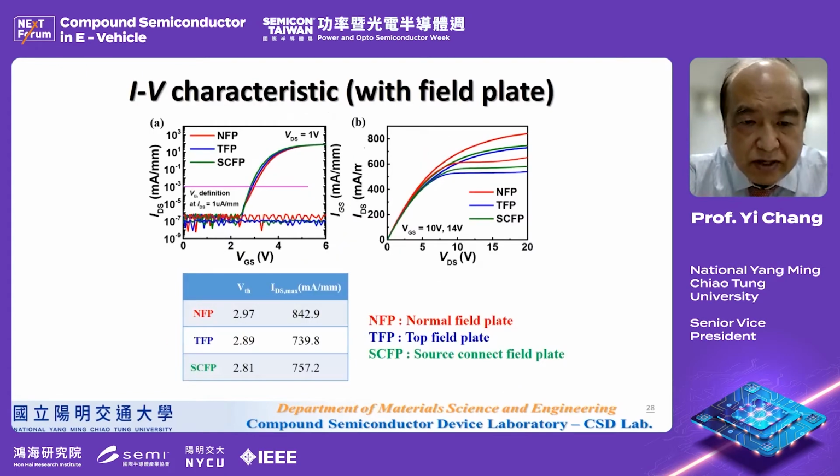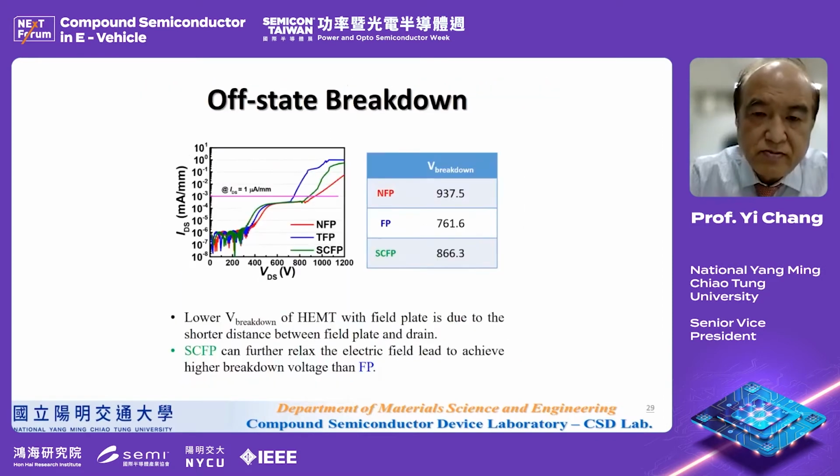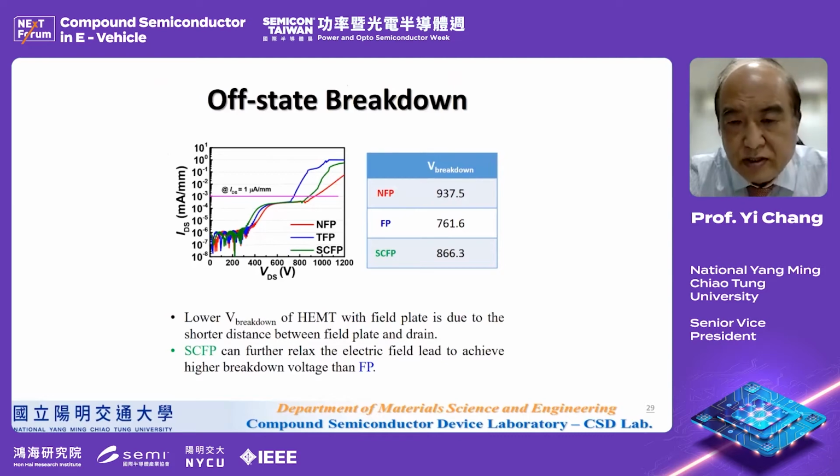Later on we also put the field plate on it, and there's quite a huge improvement. The best approach is to connect the source to the field plate, and with this you can get very high current and high breakdown voltage. With the source connected field plate, you can see that the breakdown voltage can achieve 860 volt.